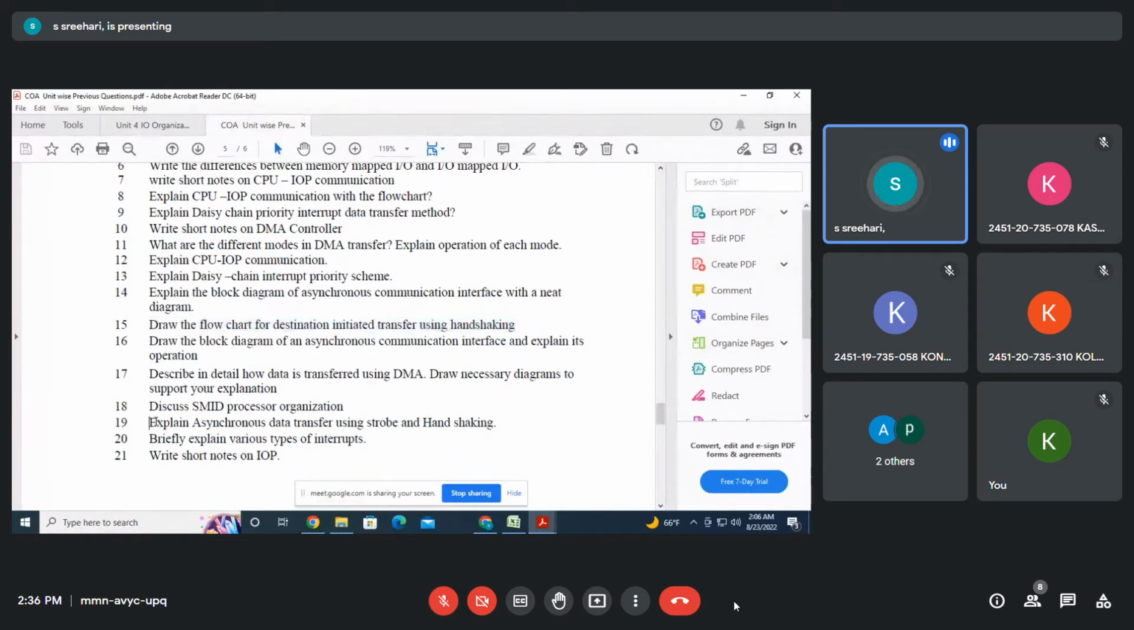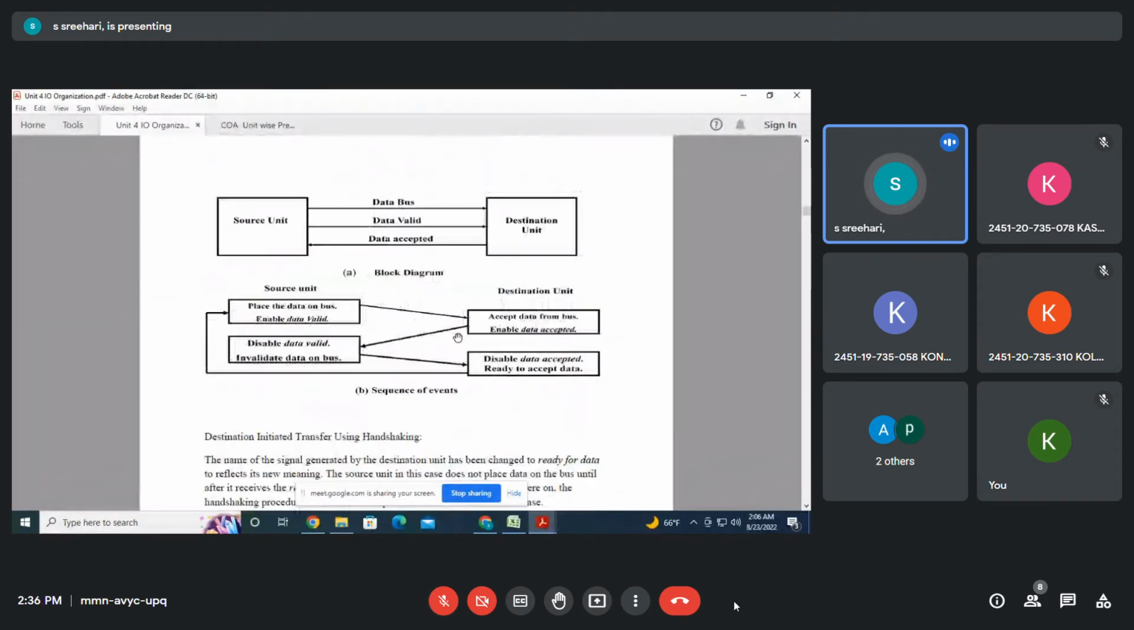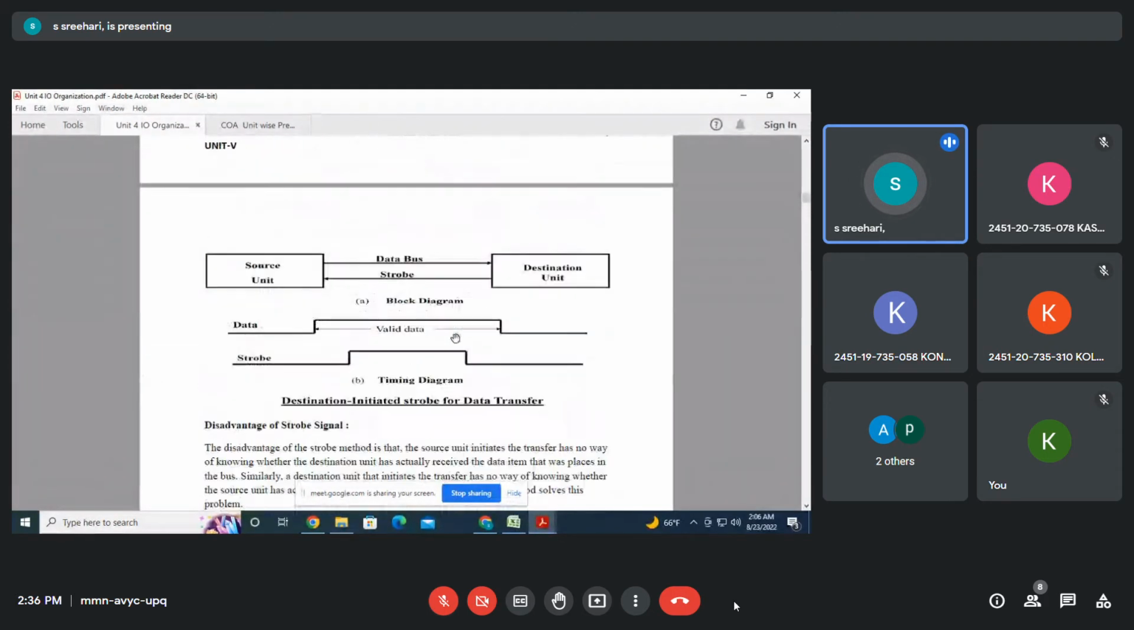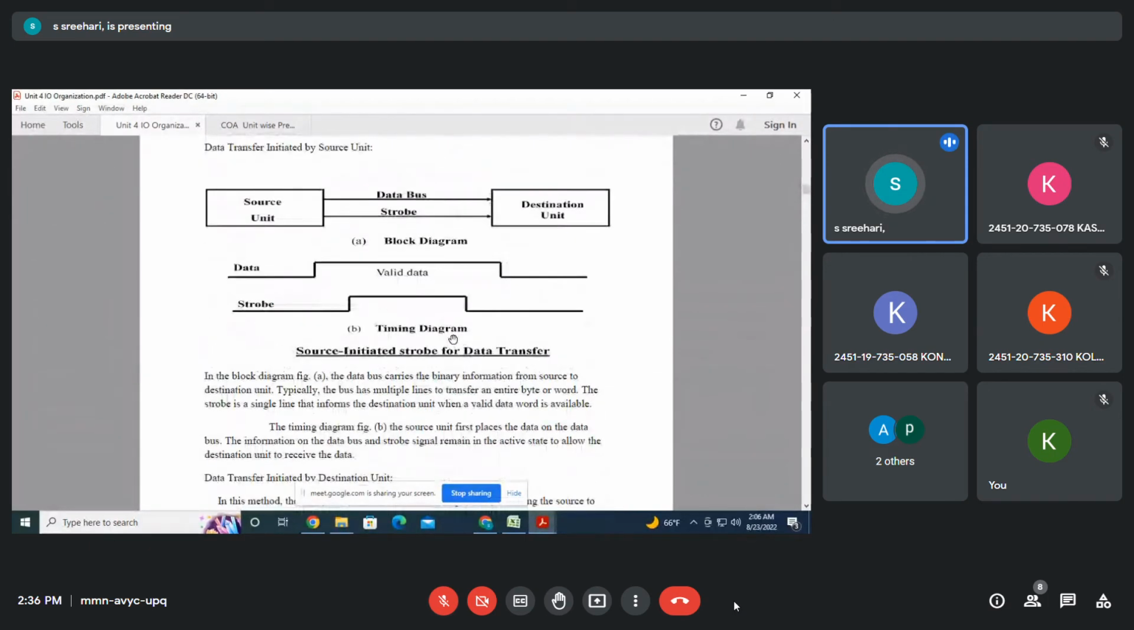Explain asynchronous data transfer using strobe and handshaking process. So you have to explain source initiated strobe and destination initiated strobe. In the same way, handshaking will have source and destination. Strobe has two signals, and handshaking has three control signals, so you have to explain that. Like that, it will be asked about source initiated and destination initiated. This is just to go through; it is very simple.